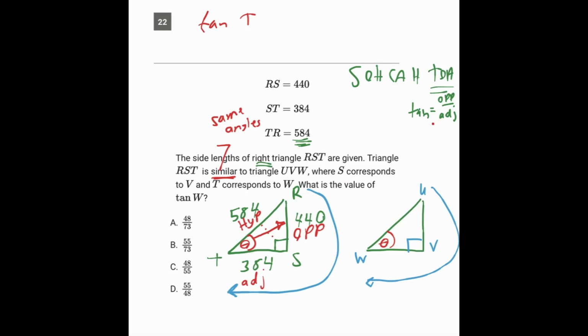So right now we need opposite over adjacent, which would be 440 over 384. And now it's just a matter of throwing that in the calculator and using your calculator's function to turn it back into a fraction. And when you do that, you get 55 over 48, which is answer choice D for number 22.